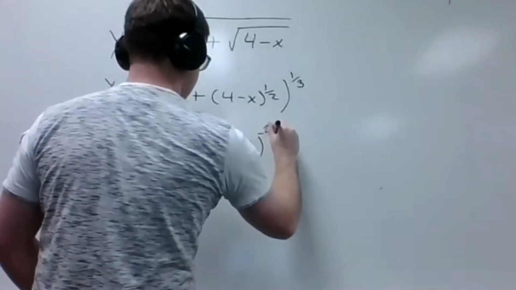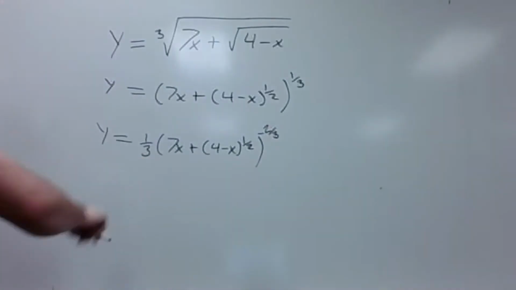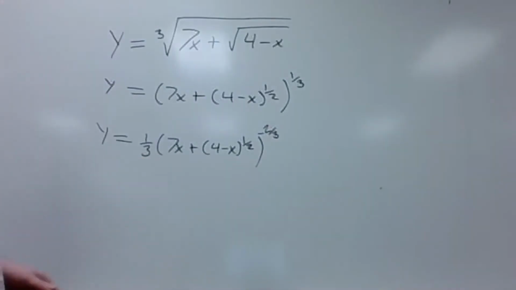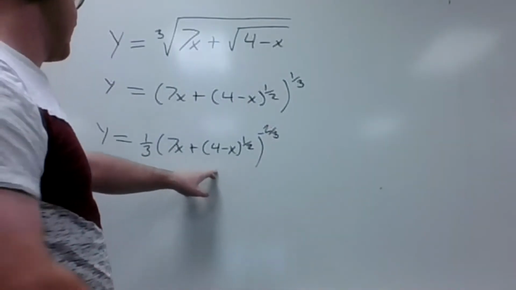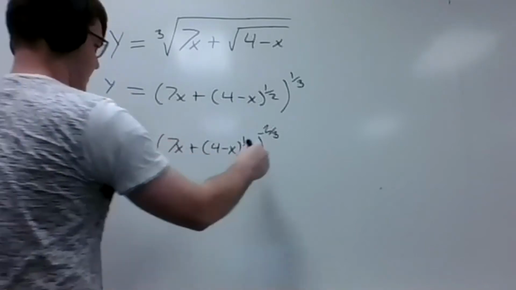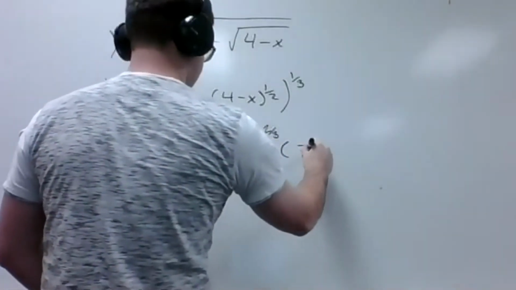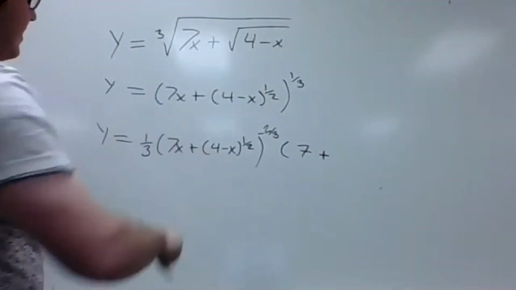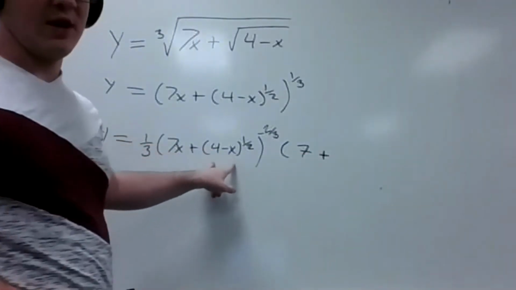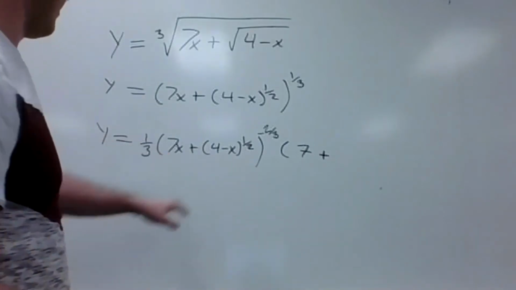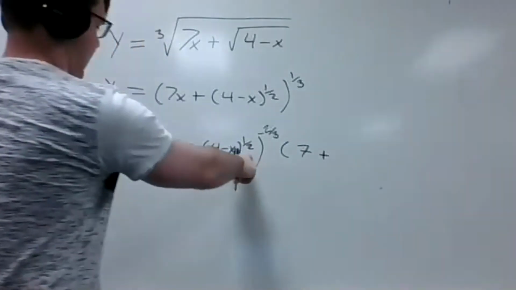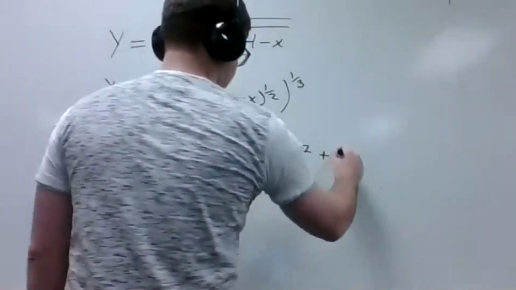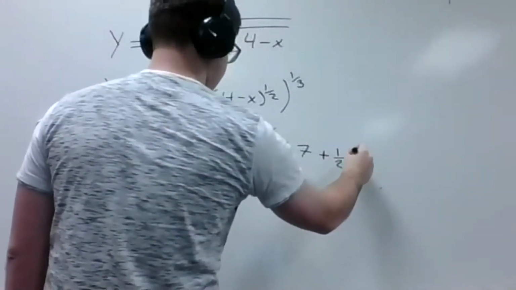So we're going to get this 2/3 power. And then we have to multiply it by the derivative of the inside. So on a chain rule, we're going to times this by 7 plus the derivative of this. But to do this, we have to do another chain rule. So we have to do a chain rule within a chain rule. And so once again, we have to do the power rule. So we'll drop the 1/2 in front.